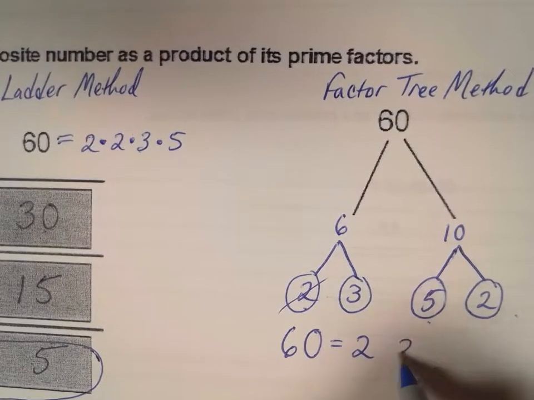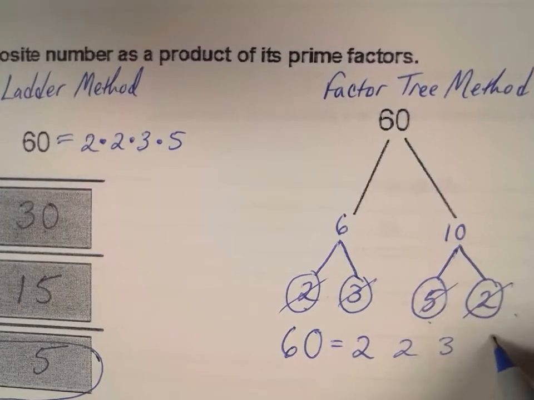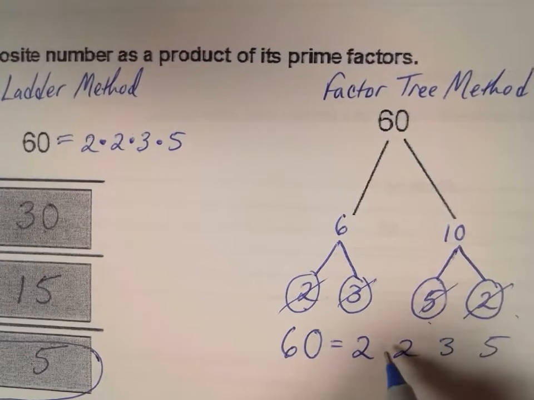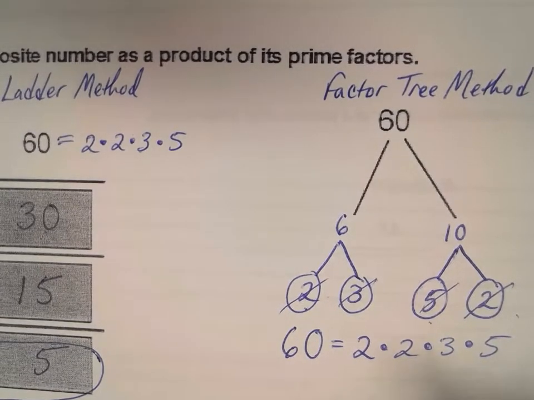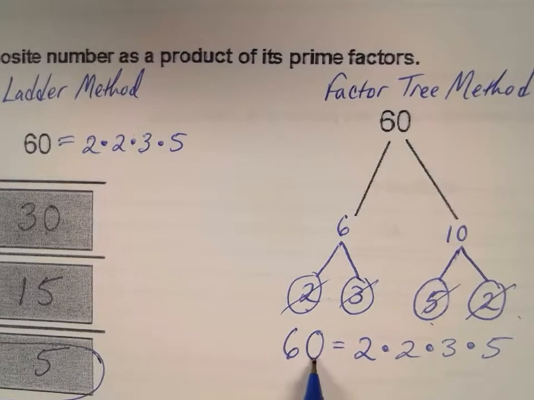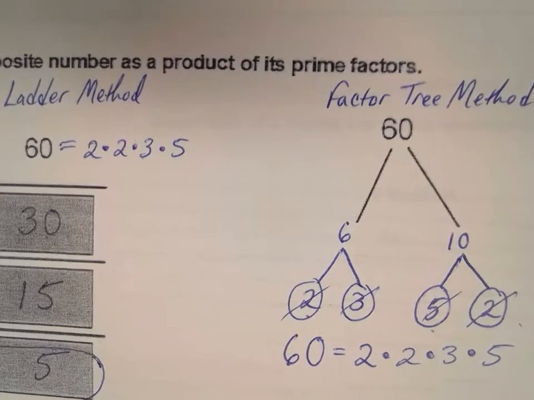2, 2, 3, 5. And remember, factorizations can use multiplication. So I'm using multiplication here. And again, if you look, I got the exact same answer either way, ladder method or factor tree method. One more stretch of thinking for someone who likes it.